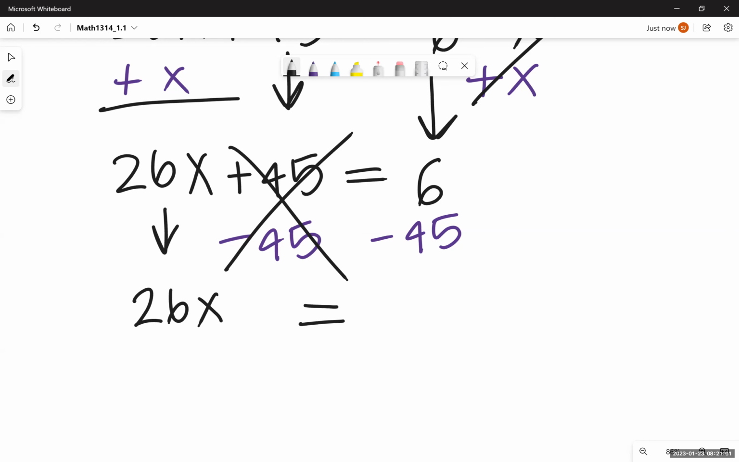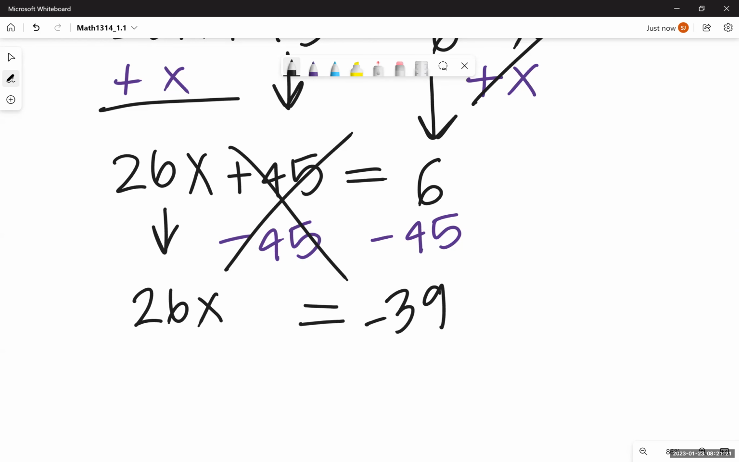I combine these. Signs are different, so what you do is you subtract, and then you keep the sign of the larger. 6 minus 45 is going to give you a negative 39. So you would just grab your calculator right there, that way you don't make a simple calculating mistake, like an addition or subtraction mistake.